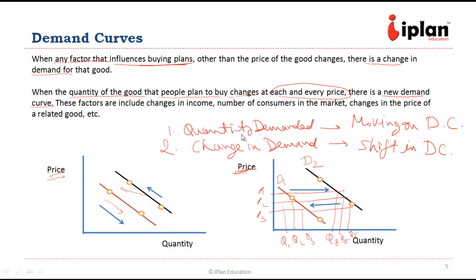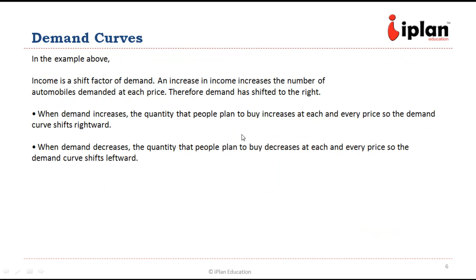Let us move to the next slide. We have seen that income is a shift factor of demand. That is, the change in the income of consumer will shift the demand curve itself. If there is an increase in income, the number of any product, for example the automobiles, demanded at each price will change. So the entire curve will shift rightwards if there is a rise in income. So for the same price, the consumer will be willing to consume more quantity of the product.